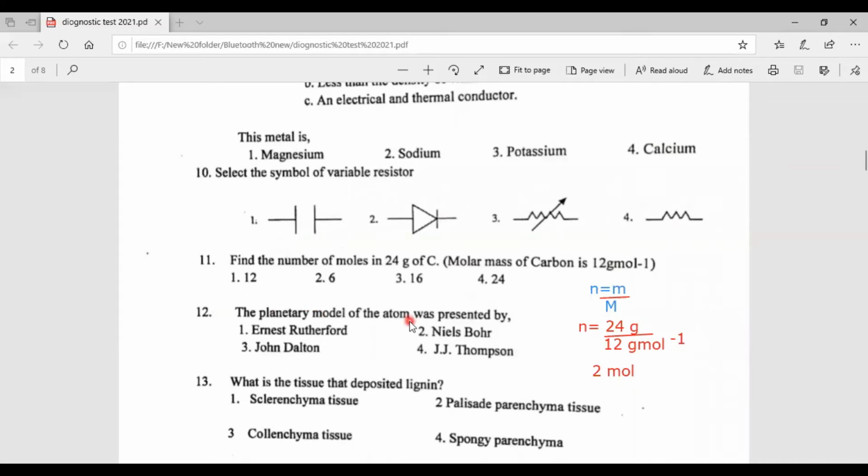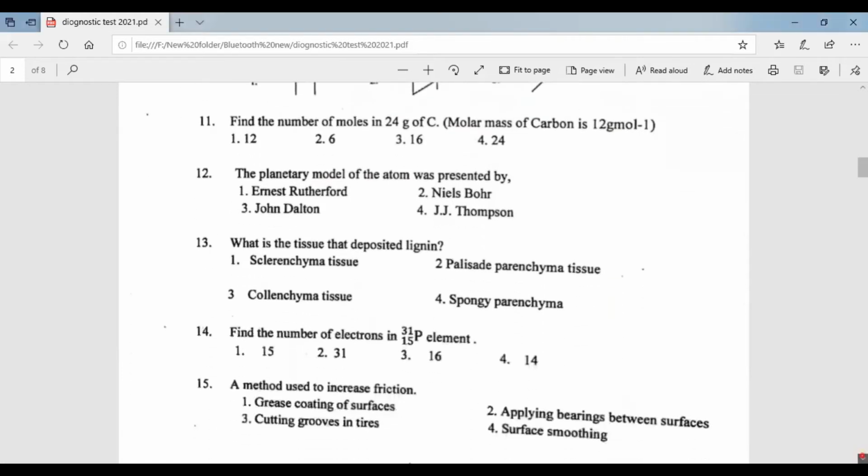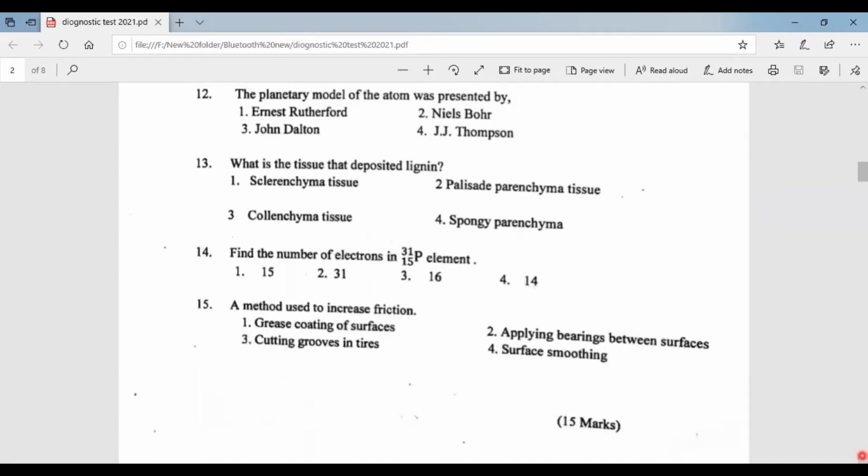12th one, the planetary model of the atom was presented by Ernest Rutherford. Answer number 1, Ernest Rutherford. Next question. What is the tissue that has deposited lignin? Here, answer number 1. In the cell wall of the sclerenchyma tissue, lignin has been deposited and thus dead cells can be seen. In the collenchyma tissue, the corners are thickened more by cellulose. In palisade parenchyma and spongy parenchyma, the cell wall is made up of cellulose.